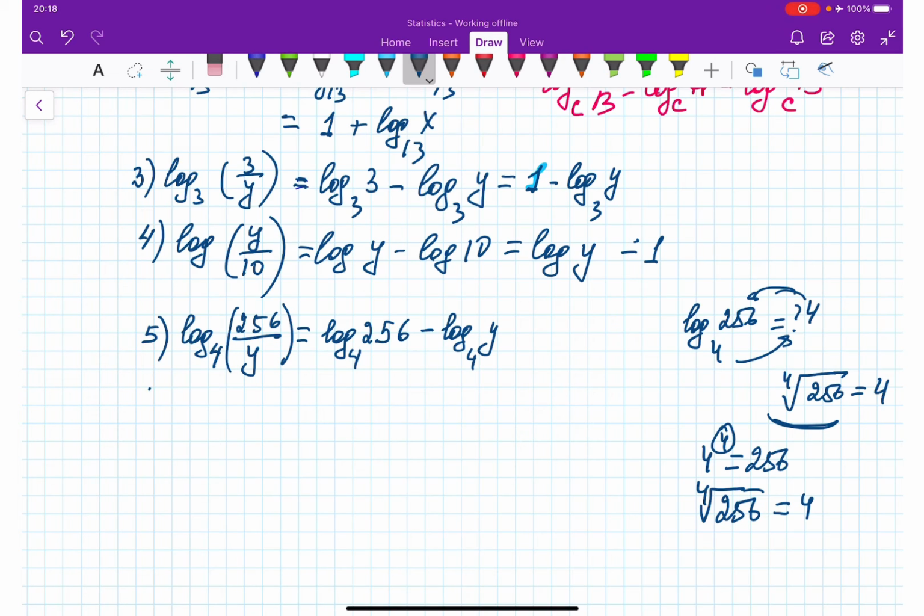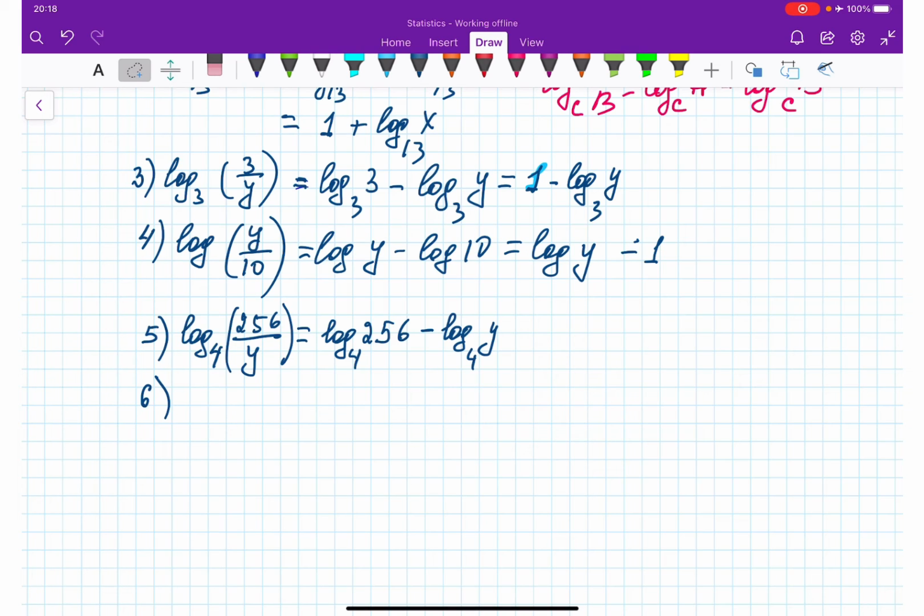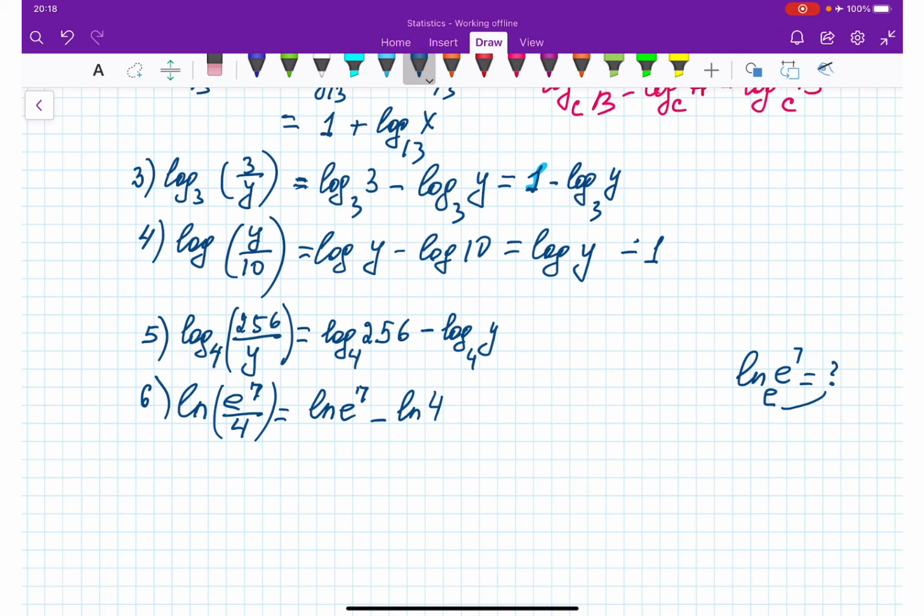Okay, question number 6. Let me clean this mess here. Question number 6 is natural log of e to power 7 over 4. That is equal to natural log e to power 7 minus natural log 4. Remember, natural log, let's say e to power 7, has the base e. So to get e to power 7, to what degree do I have to raise e? Of course, it's going to be 7, right? So therefore, this is going to be equal to 7 minus natural log 4.